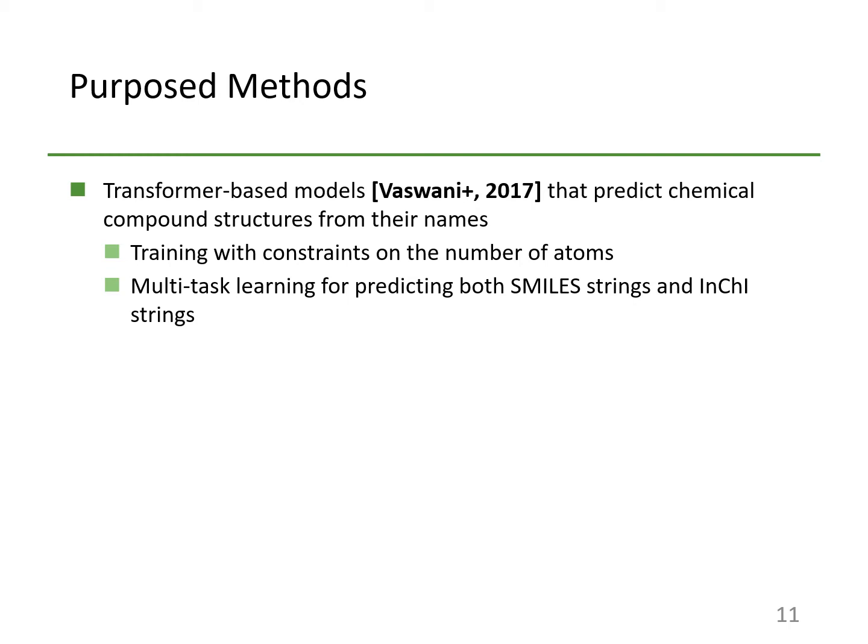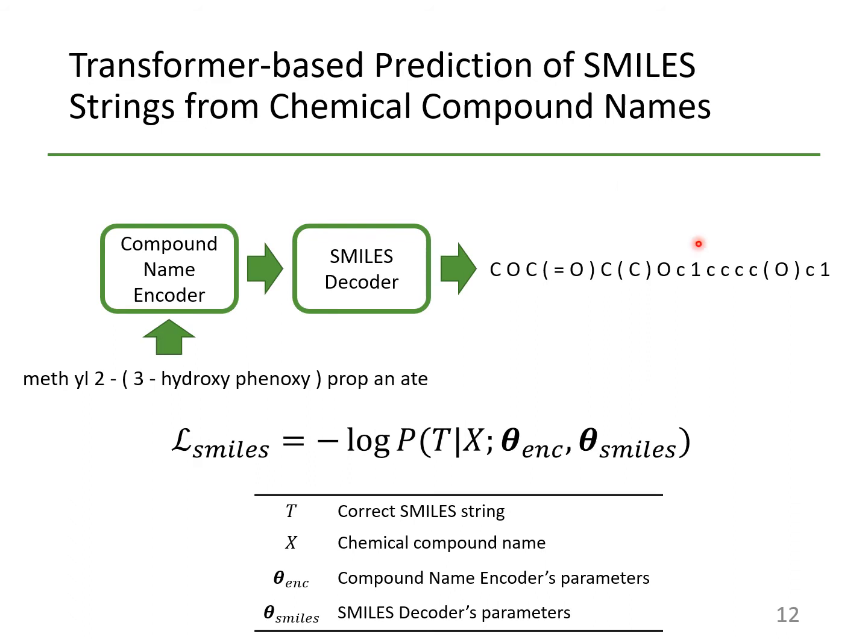To improve the conventional transformer-based model, we introduce the following two chemical structure-oriented features: a loss function considering the constraints on the number of atoms of each element in the chemical structure, and multitask learning for predicting both SMILES strings and InChI strings. The transformer-based model predicts SMILES strings from chemical compound names, so its input is a chemical compound name, and its output is a SMILES string. During the learning process, this objective function is minimized.